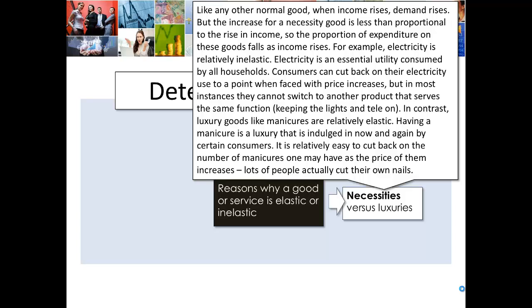Necessities versus luxuries. Necessities are those things that we need to survive. We're talking food, shelter, warmth. A necessity would be an example. Electricity would be an example of a necessity. So absolutely essential for us to have, to heat, to light our homes. If the price of electricity goes up, then the quantity demand is going to be relatively unresponsive.